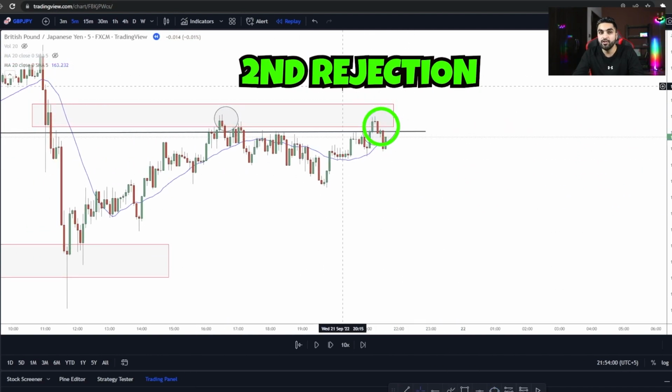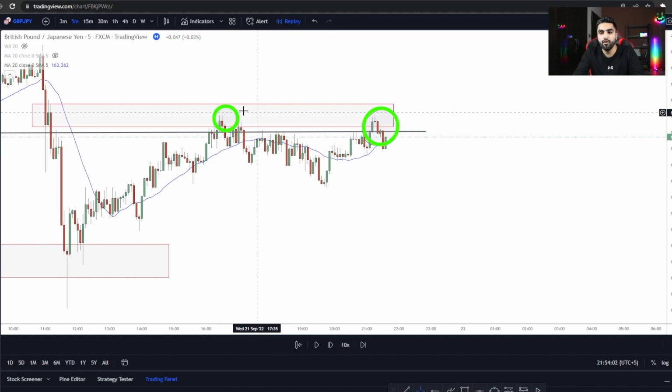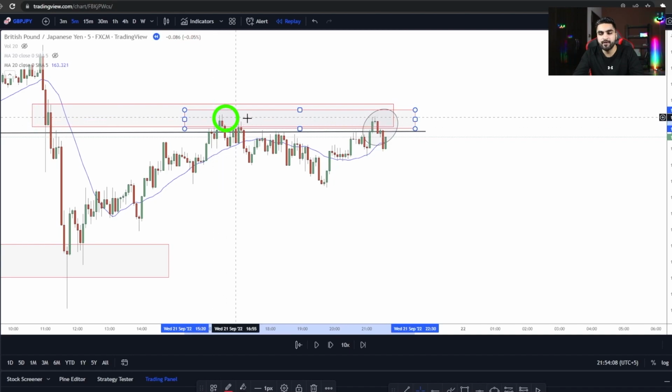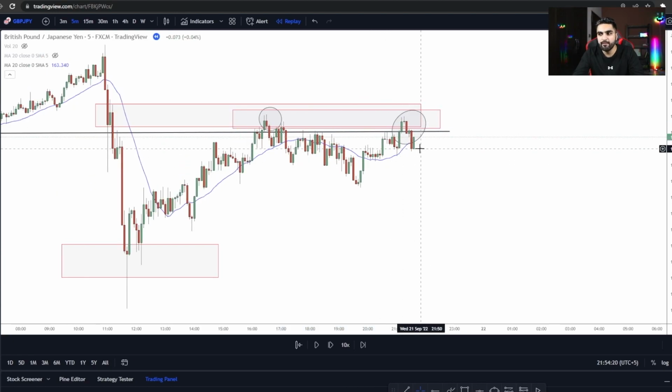So as you can see, now we have our second rejection right at this area. I was saying we need double rejections, and we have got the double rejections. So if we look at this area from where we got the first rejection, the market came back to that area again, we got rejected, and now sellers are coming down. So we need the market to go lower than the 20 period moving average, and the moment we go lower than the 20 period moving average, we are going to place the trade.